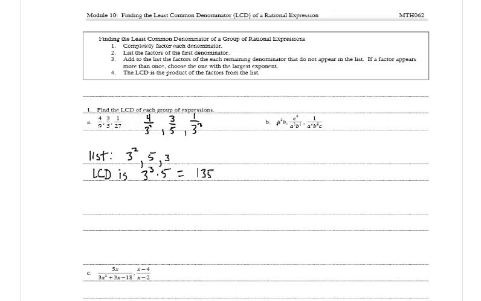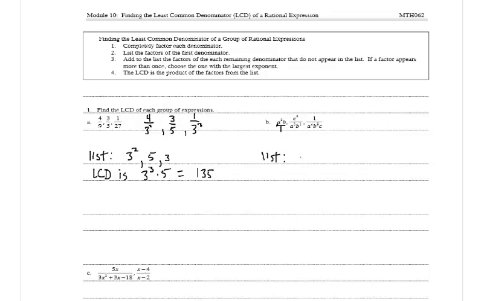In B, we have a cubed b as the first expression. And remember that if it doesn't have a denominator written, we can write it over 1. And then we have c cubed divided by a squared b squared, and 1 over a to the 4th b to the 6th c. So our list is going to start, and 1 doesn't need to be written.